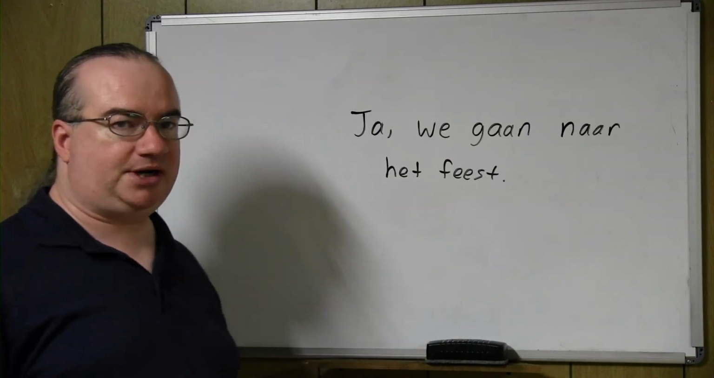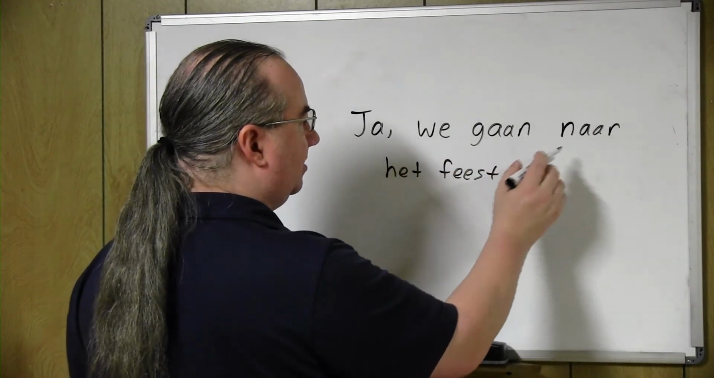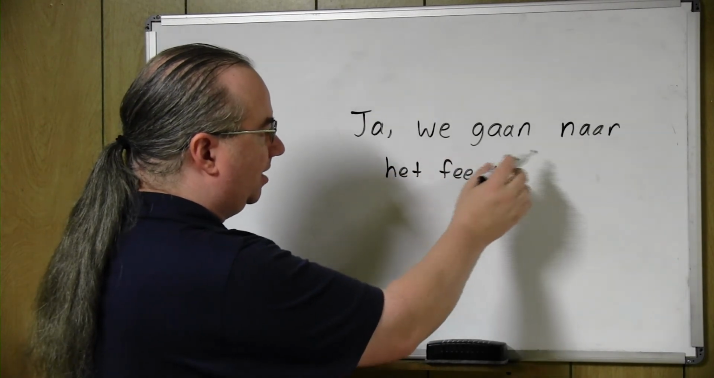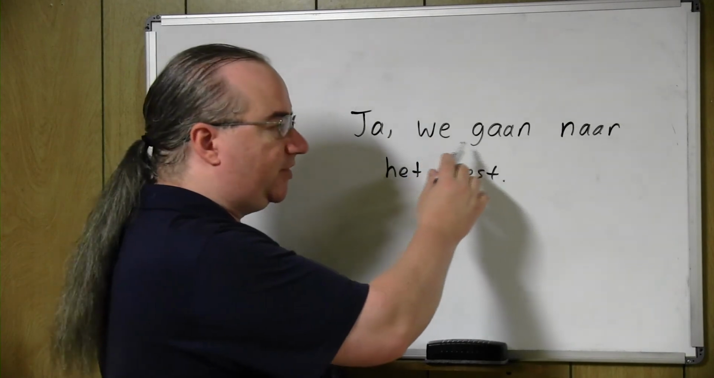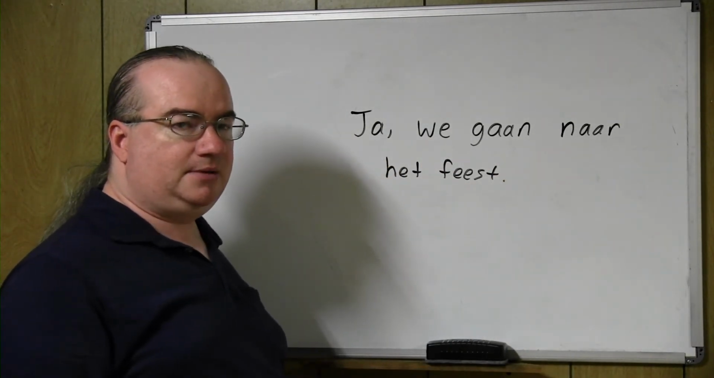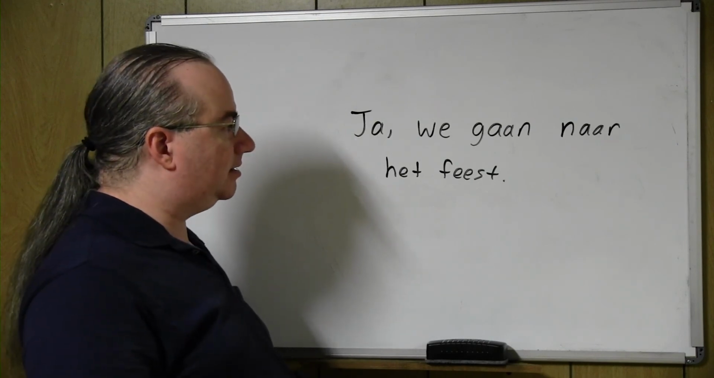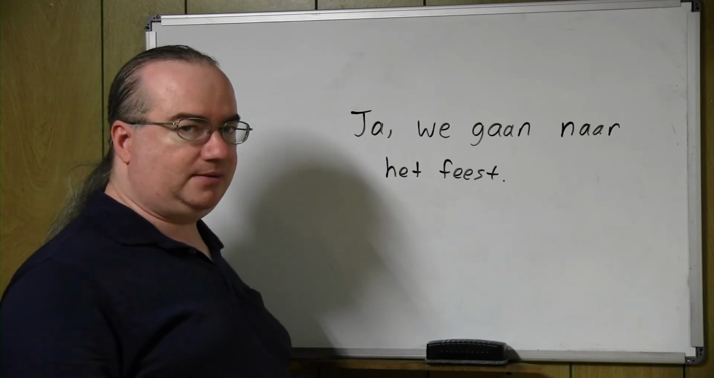Well, they were going to the party too, so they answered by saying, ja, we gaan naar het feest. Yes, we are going to the party. Notice that we don't use inversion right here. And that's because we have ja on the beginning of the sentence. And if you're using ja or nee, then they're just simple one-word answers, so it doesn't change the word order. Ja, we gaan naar het feest. Yes, we are going to the party.